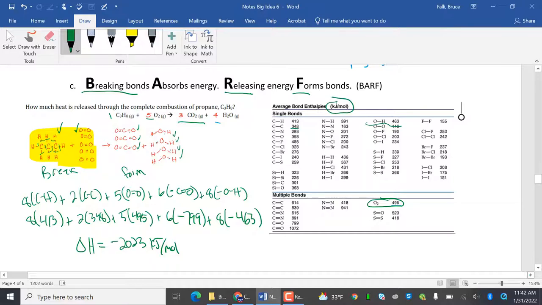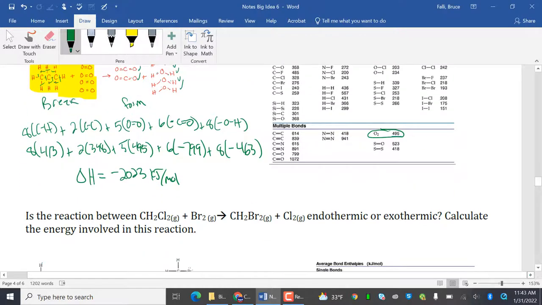Okay. Now, I want to apologize. I made up the last problem that used propane, and we came up with different delta Hs. They should be the same. Okay. So just so you know, I did a bad thing.